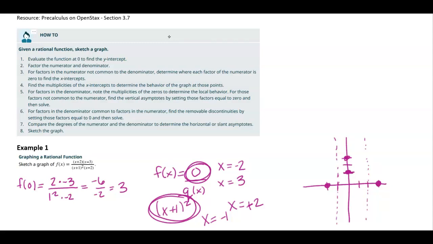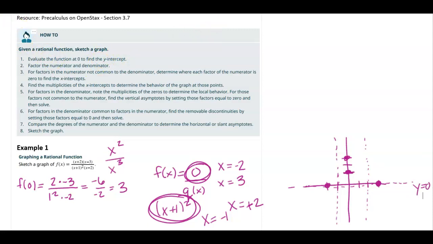All right, compare the degrees of the numerator to the denominator. So in this case, I have an x squared leading term on the top. I have an x cubed leading term on the bottom. And so y equals 0 is my horizontal asymptote, like so.